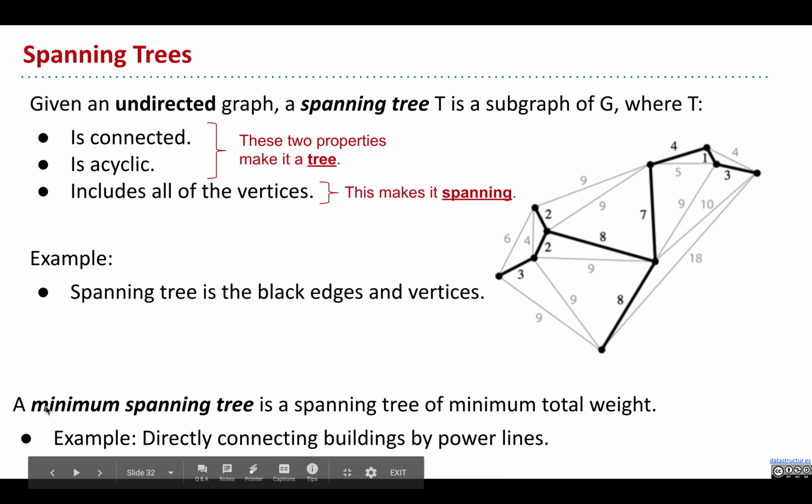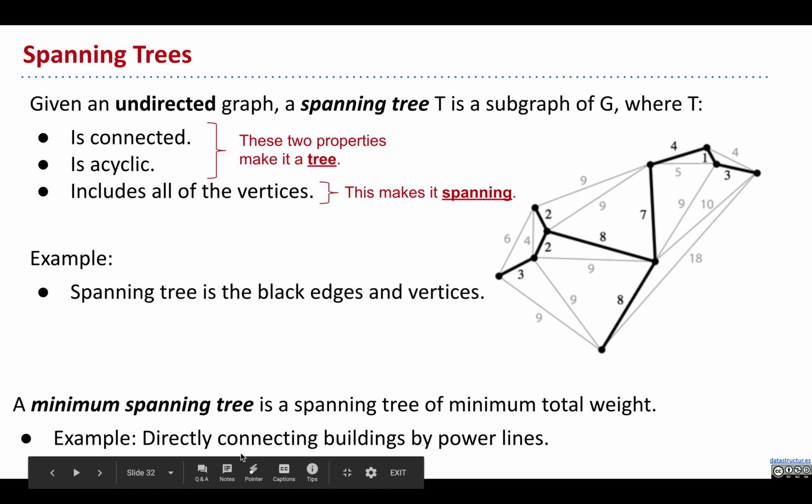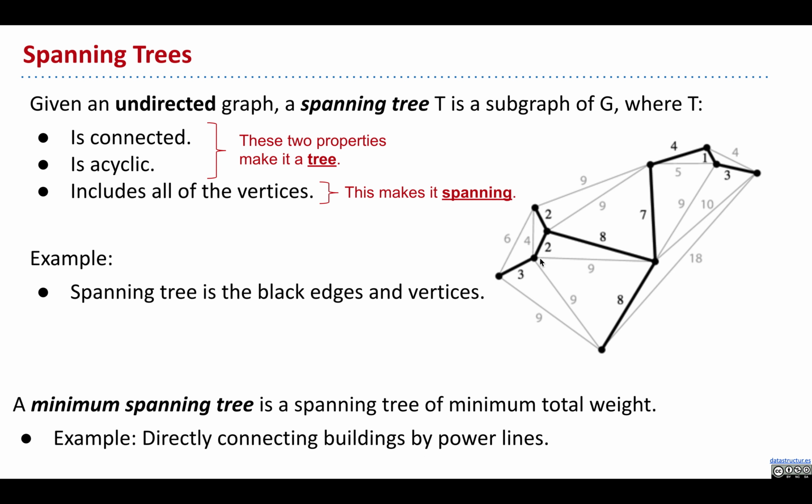So we have this idea, we have a spanning tree, we can make it a little bit more constrained by adding this minimum thing onto it. So if we want to directly connect buildings by power lines, each of these are power lines, we could just generate the minimum spanning tree of this graph that represents our buildings, and then we can figure out which power lines to build. Right? I don't know if this is an example of the minimum spanning tree here, but this is one of the possible configurations that you can make.